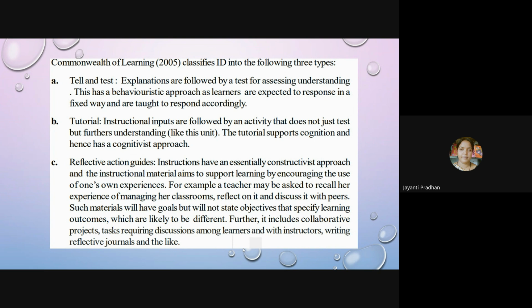First, tell and test is mostly a behavioristic approach. Tutorial is an activity, an interactive activity also we can say.